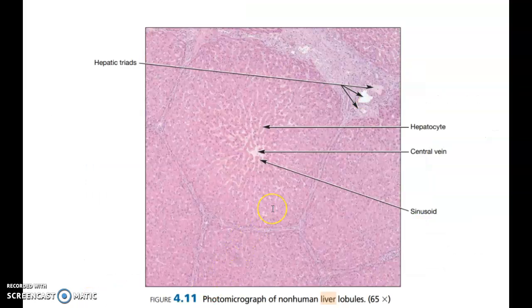This view is a photomicrograph of the non-human liver lobules. Then we have here the lobule again. And in the middle we have the central vein, and each cell is called hepatocyte. And the veins, or the venules, the small blood vessels with venular blood, is called sinusoid. And these are called triad, hepatic triad.